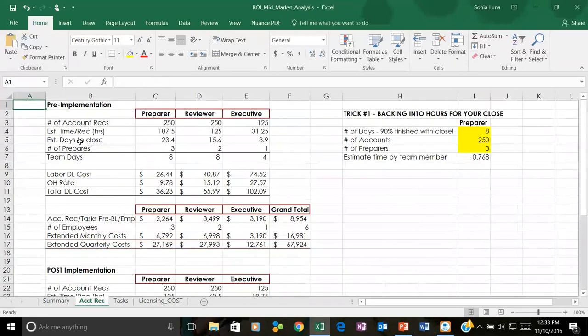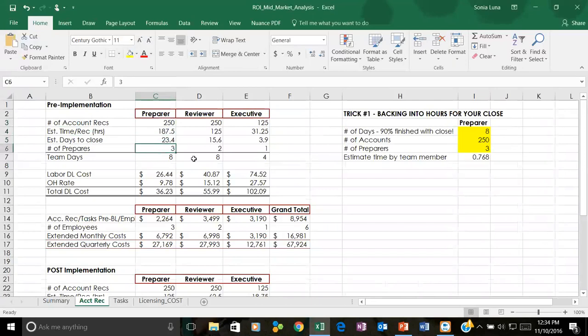Now, this will hyperlink to our account recs. This is the pre-implementation, and you'll see a post-implementation down here. Hard code the number of account recs that you actually have in your environment. Estimate the time that it takes in terms of hours. Here we don't have minutes, but this is 0.75 hours. Days it takes to close, if you were to multiply that out.